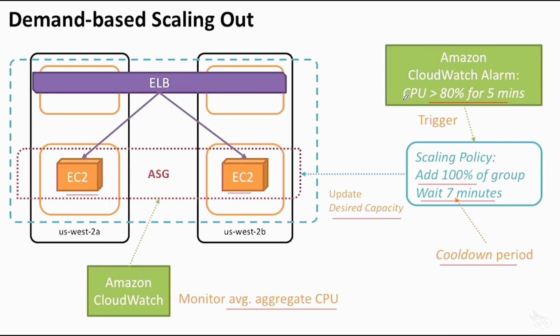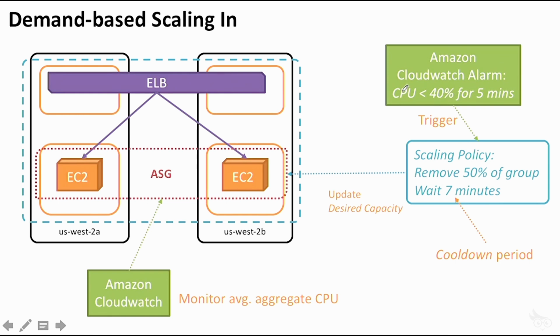We need to scale out to meet demand. We need to scale in to save money. So a very similar example, in this case, we're going to have a second CloudWatch alarm that is also monitoring the average aggregate CPU across all of the EC2 instances within our auto-scaling group. In this example, we're looking for the CPU utilization to fall below 40% for at least 5 minutes.